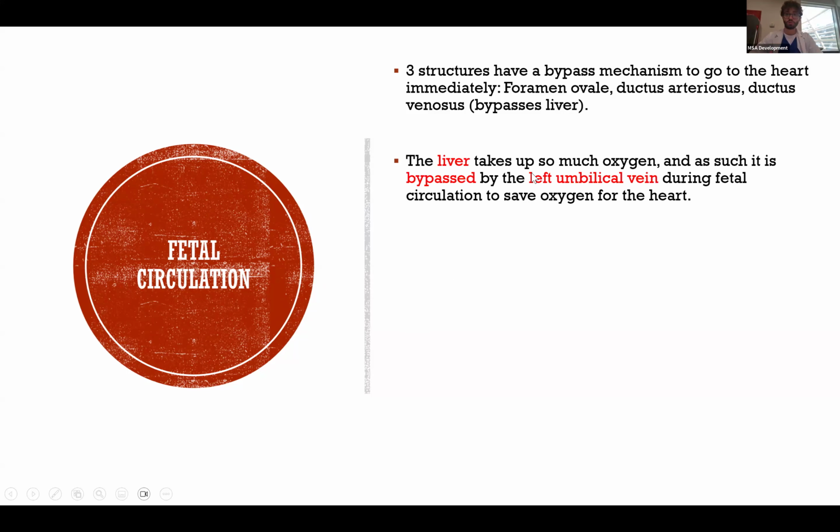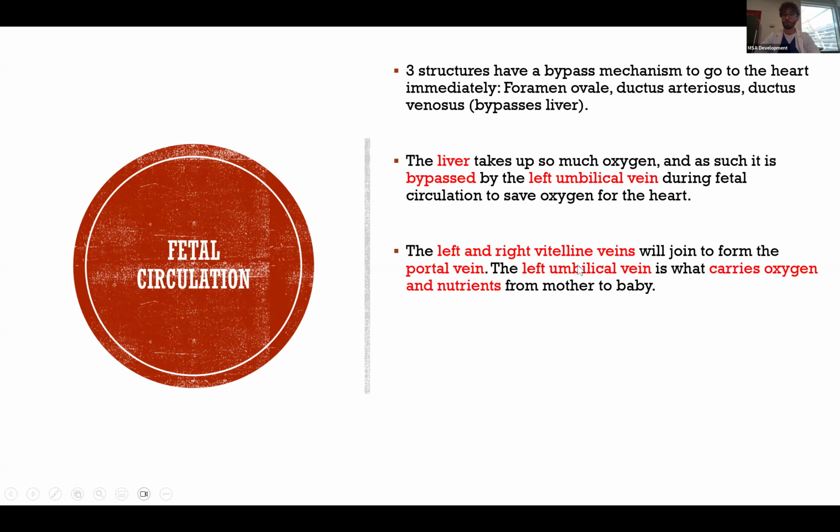The liver takes up so much oxygen. Guys, the liver is one of the biggest organs in the body. So that's why in the fetal period, we want to bypass it. We need this oxygen for the heart now. We don't have time for the liver. So that's why the left umbilical vein will skip. It will bypass the liver to get to the heart immediately. Okay? Remember this, very important.